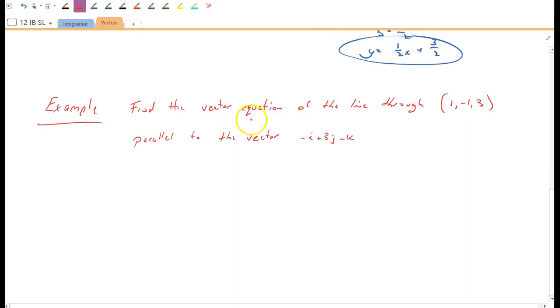So we're going to find the vector equation of the line through this point. What do we start with? We don't start with y equals mx plus b, we start with r equals a plus tb. Here r and t are going to stay as they are, and a and b we're going to find out.